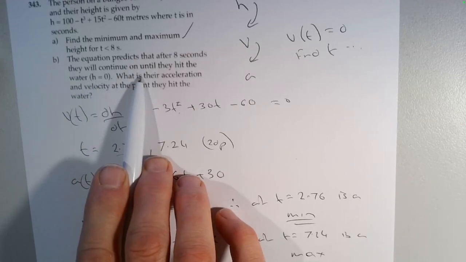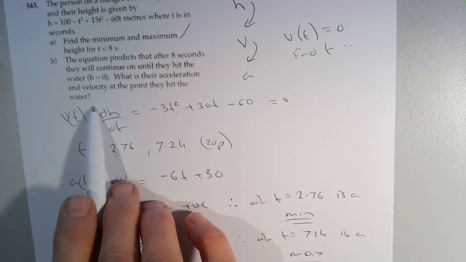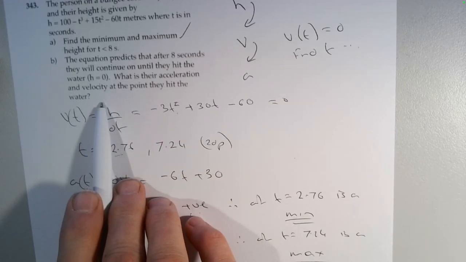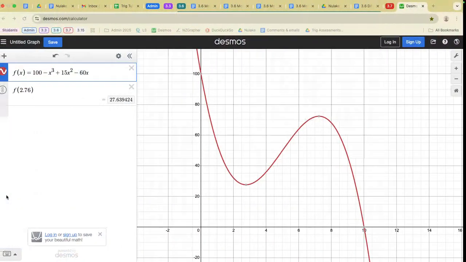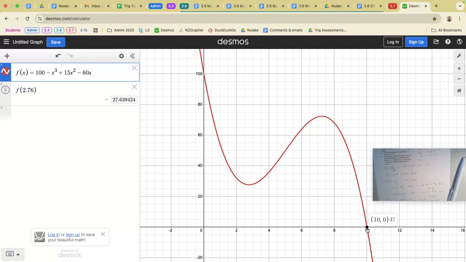What is the acceleration and velocity at the point where they hit the water? Great question. Okay, so basically what we're doing here is, there is the answer there, it's 10 seconds. Wow, the graph just told that straight away on Desmos. What about on here? If I did Shift G solve, no, wrong one, exit, draw, oops, shouldn't have done that. Anyway, here it comes.